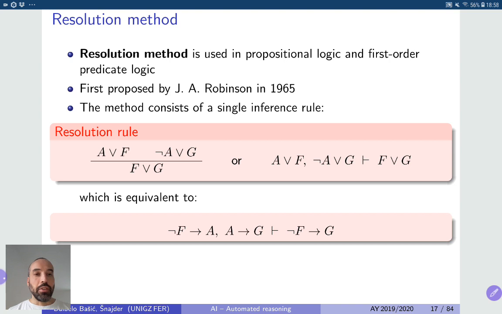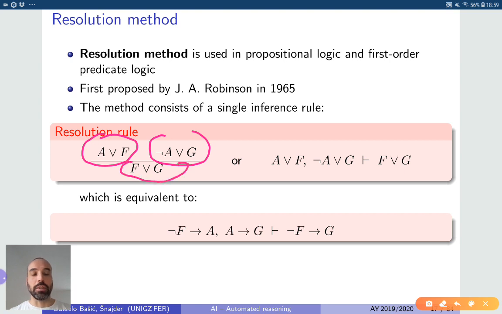Two remarks here. First, the rule is actually quite peculiar and picky in the sense of what it expects to get as input. The two clauses have to be of the form of a disjunction of literals, atoms or their negations, and the deductive consequence is going to be a disjunction as well. So that's one first thing to note.